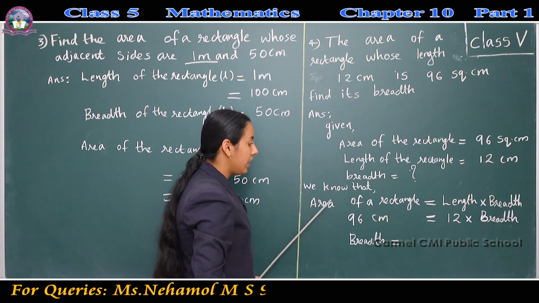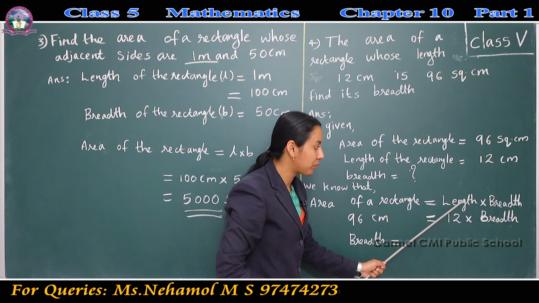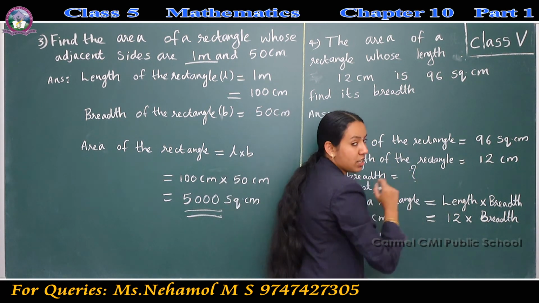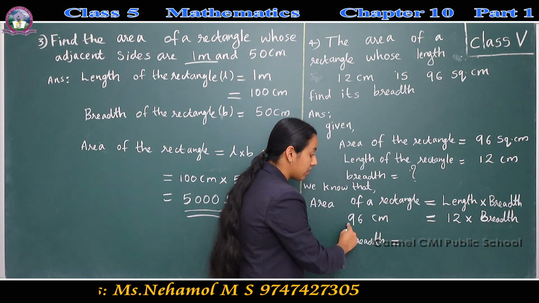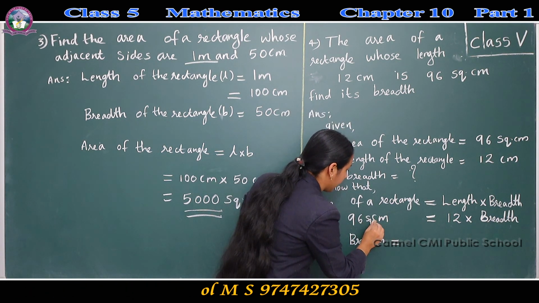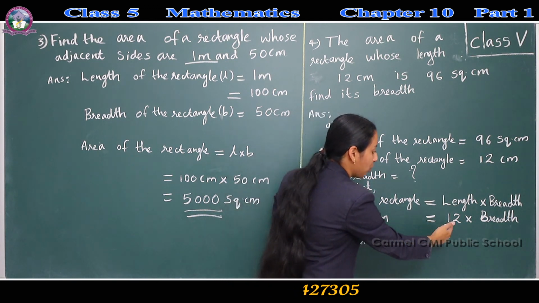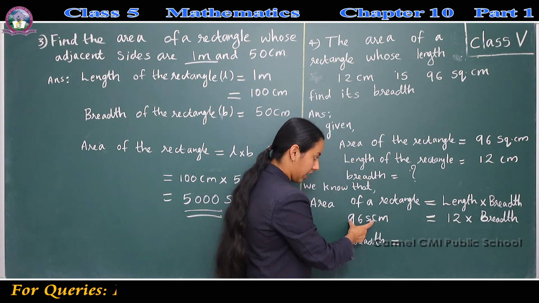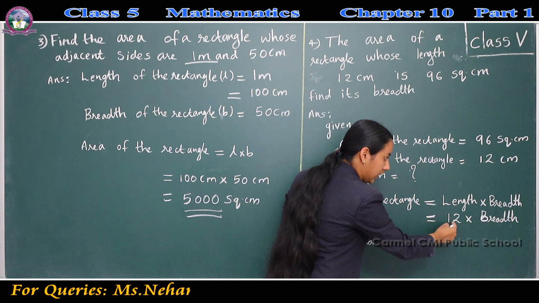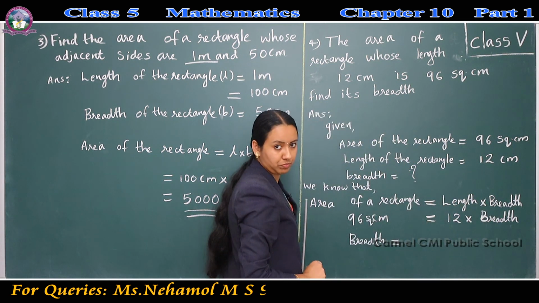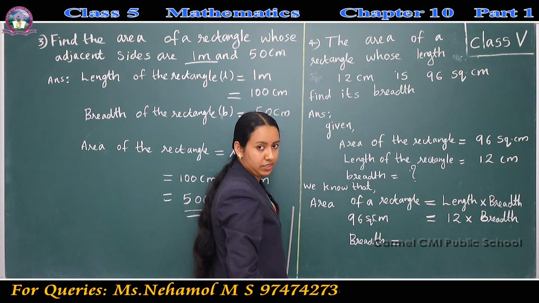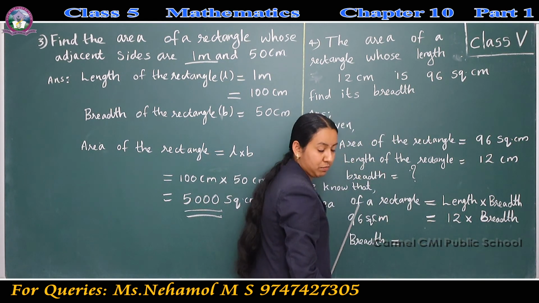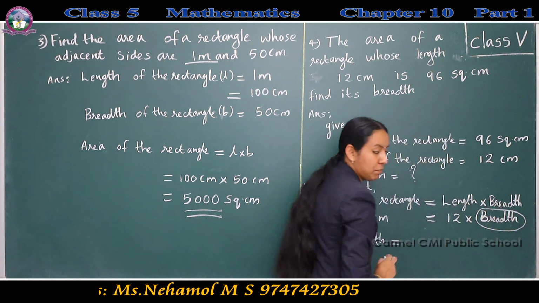We know that area of a rectangle is equal to length into breadth. Here area is given, length is also given. So we can write 96 square centimeter is equal to 12 into breadth. Isn't it? 96 area, that is equal to length 12 into breadth. Then what is breadth? We have to find breadth.